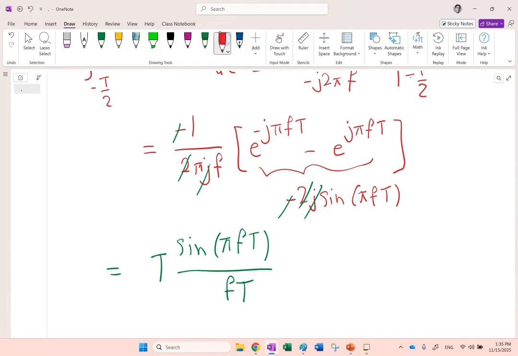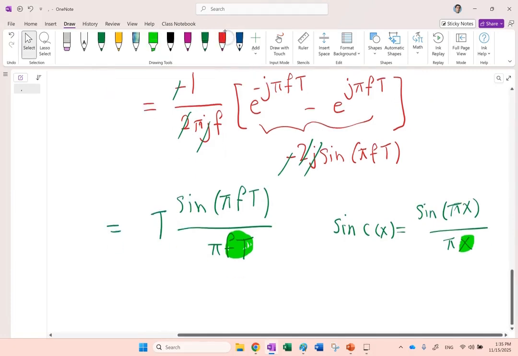And now if you define a function, right? By the way, there is a pi left that I forgot to add, so there is a pi here. Now, if you look here, if I define my function sinc of x to be sine of pi x over pi x, then these two are very similar as long as you define your x to be fT.